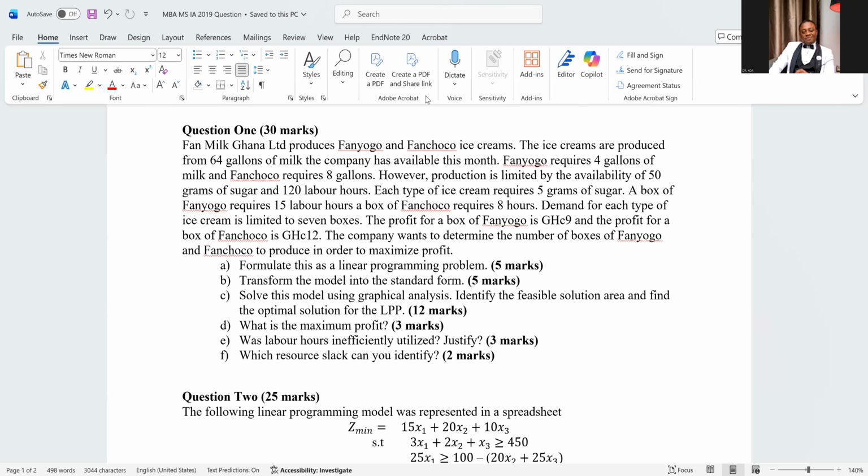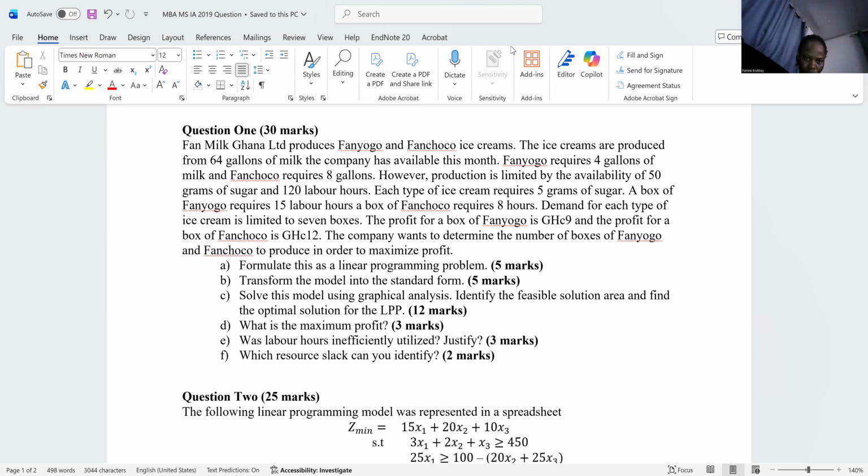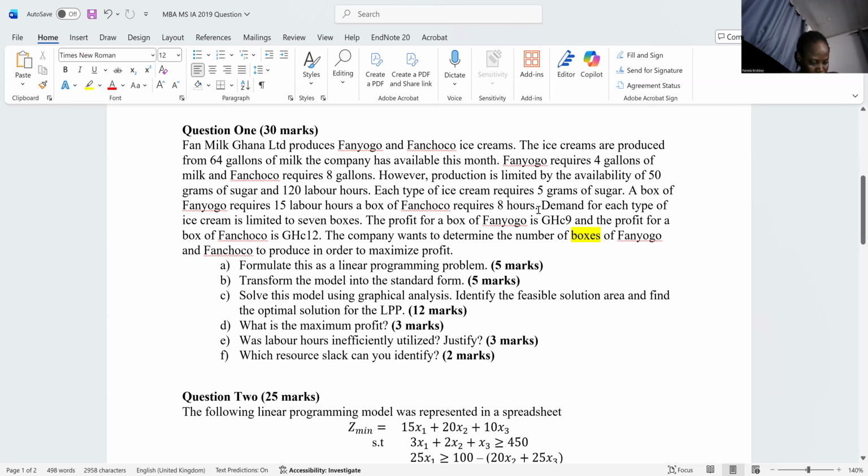Let x1 be what? Let x2 be what? Even though this is not really part of the question. Yes, Yasin. Let x1 be the number of boxes of Fan Yogo to produce, and let x2 be the number of boxes of Fan Choco to produce. Excellent. It's good you said boxes instead of sachet, because it was very precise here that the word boxes be used. And therefore, using boxes is a very smart way to execute this particular question.